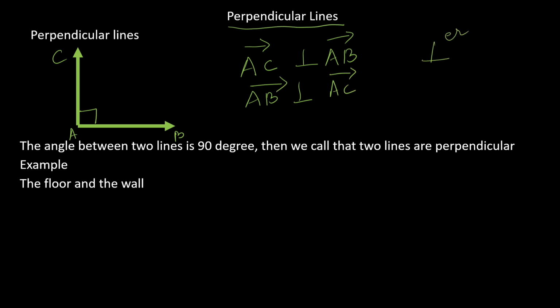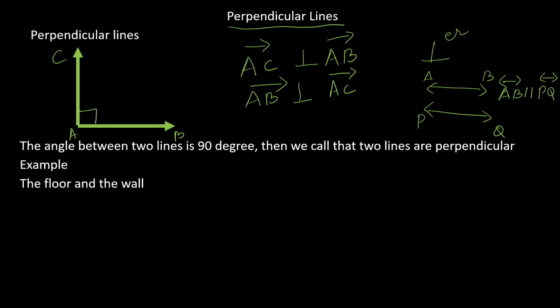In the same way, for the parallel symbol, if you take this line as AB and this line as PQ, and if the two lines are parallel, then we can write AB is parallel to PQ. AB is parallel to PQ. Like this you can write.